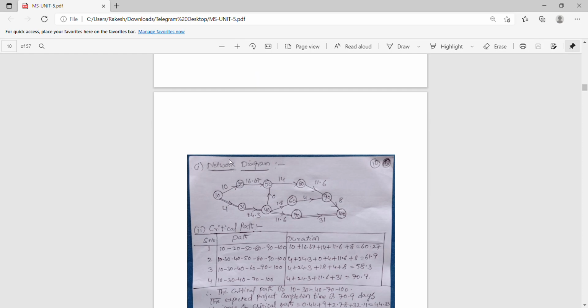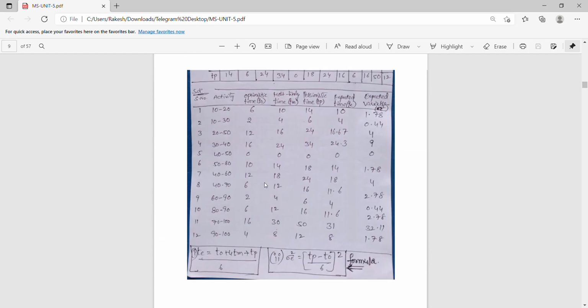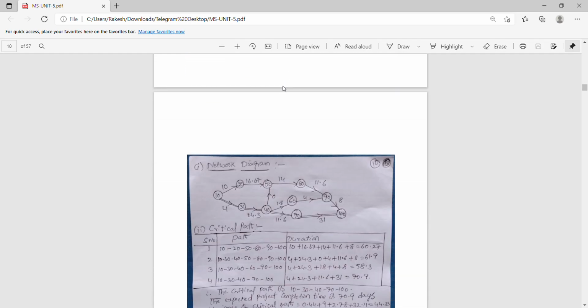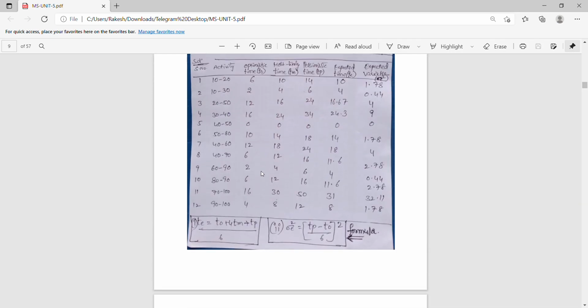They have given the paths 10 to 20, 10 to 30, 20 to 50. These are given in the question itself: 10 to 20, 10 to 30, 20 to 50, 30 to 40. Those 30, 40 are the nodes, and 10 to 20 is an activity, 20 to 50 is an activity. These are all activities. And here we write 10, 16.67, as we have calculated the expected time.